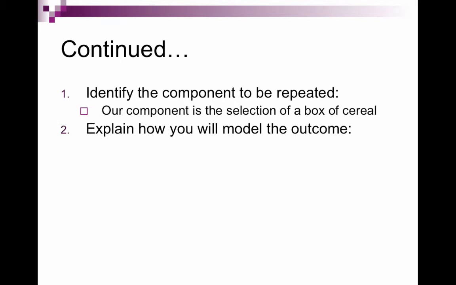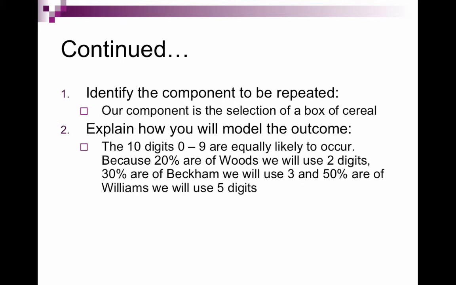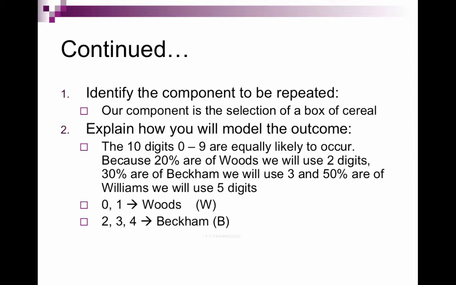Then we have to explain how we're going to model the outcome. Because 10 digits, 0 through 9, are equally likely, we use 0 through 9, including 0. 20% are going to be Tiger Woods, so we're going to use 2 digits to represent Tiger Woods. 30% are Beckham, so we use 3 digits for Beckham. And 50% are Serena Williams, so we use 5 digits for Serena Williams. So 0 and 1 are Tiger Woods, 2 through 4 will be David Beckham, and 5 through 9 will be Serena Williams.